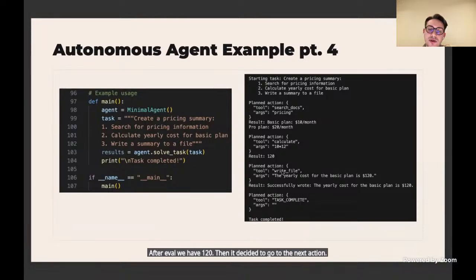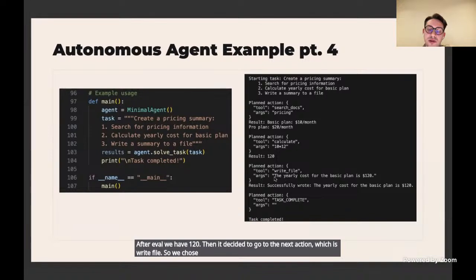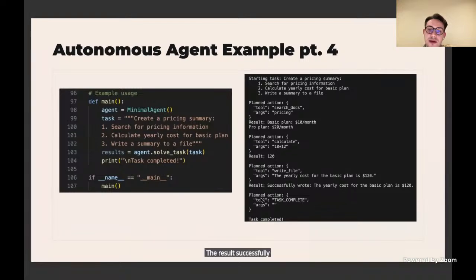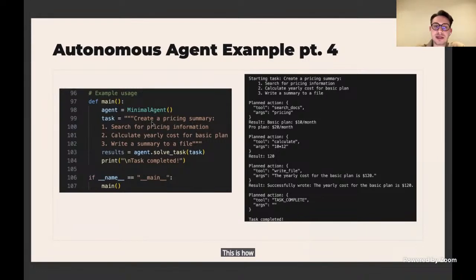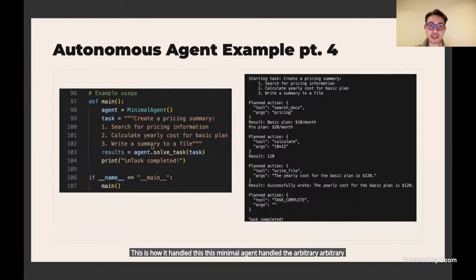Then it decided to go to the next action, which is write file. So it chose write file, and what it put as the arguments was the text: the yearly cost for the basic plan is $120. The result: successfully wrote. And then for the next action, it chose task complete without arguments. And we have task complete. So this is how this minimal agent handled the arbitrary set of instructions.